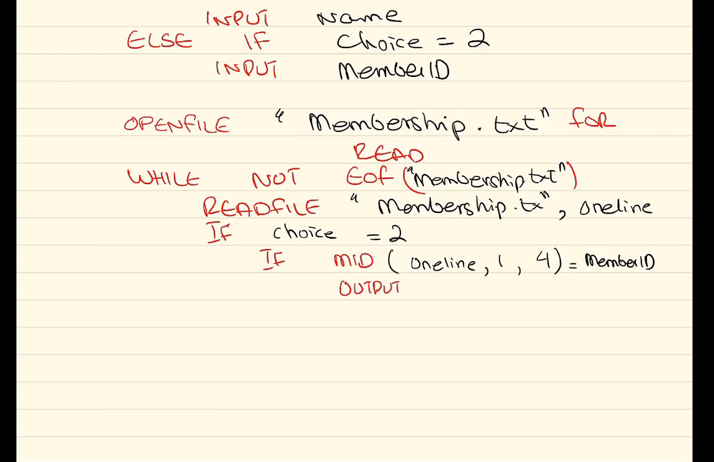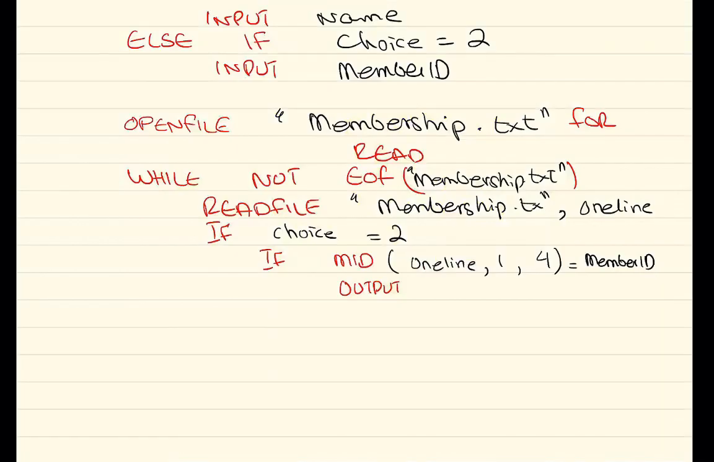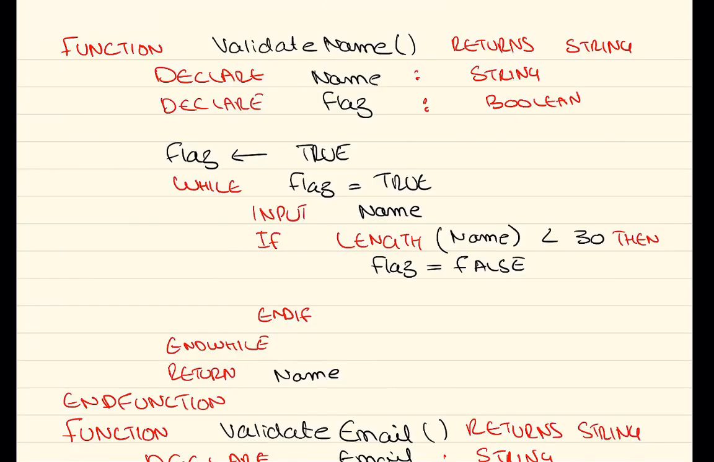Okay, so continuing that, what we need to do is output two things. We need to output the name and the email address, as mentioned here. To figure out the name and email address, we first need to go to our validate name function and change something.